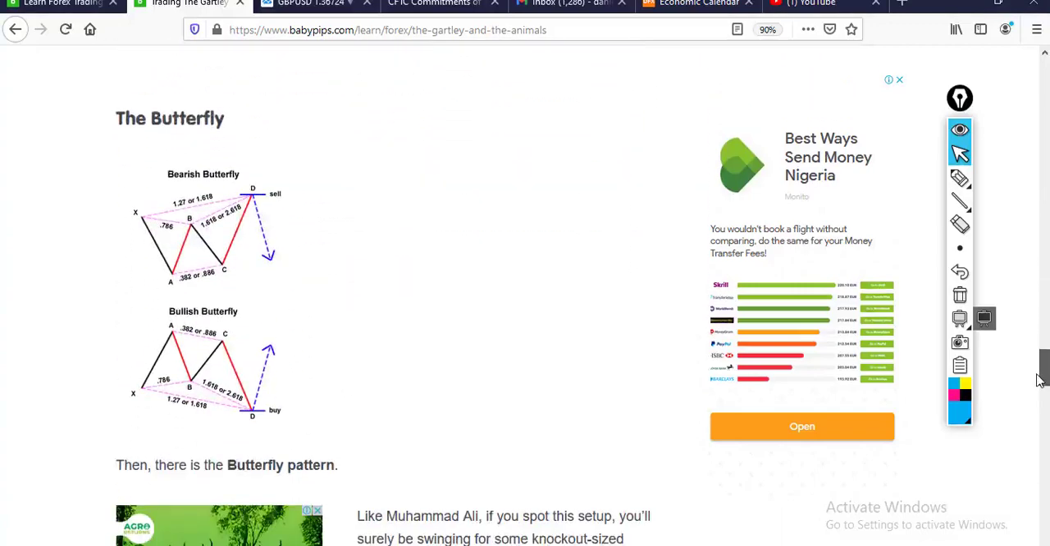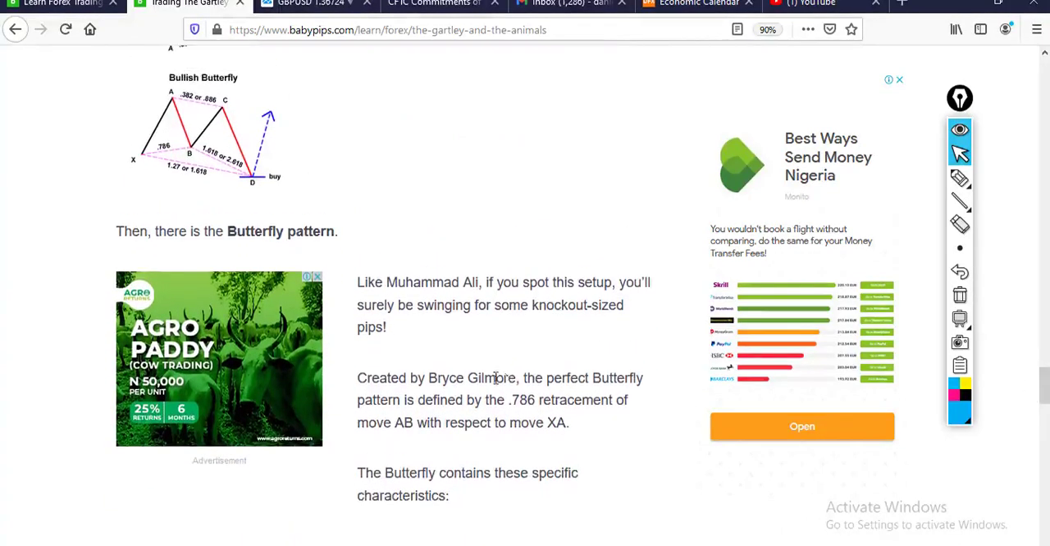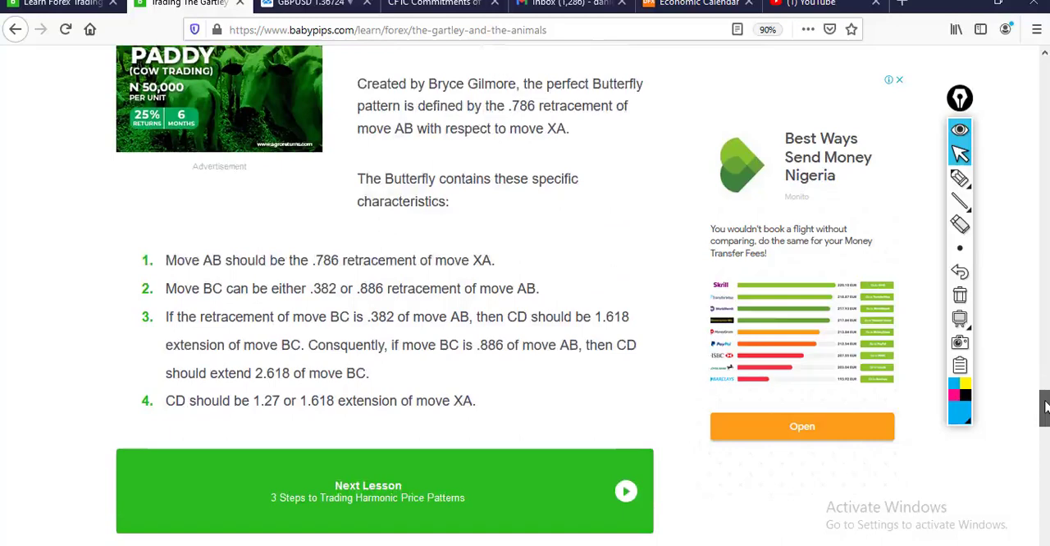Then the butterfly pattern. The butterfly pattern was invented by Bryce Gilmore. Bryce Gilmore, that's his name. He's the one who theorized the butterfly pattern, and it is defined by the 0.786 retracement of move AB with respect to move XA. And the characteristics include: 1, move AB should be the 0.786 retracement of move XA.